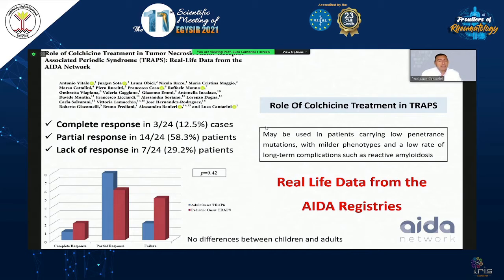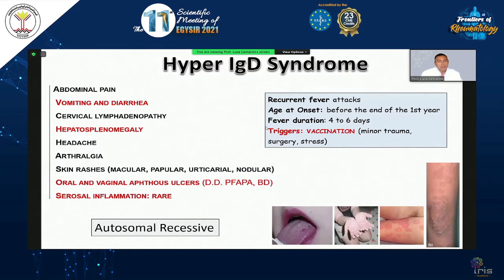Our study suggests that colchicine in TRAPS patients may be used in patients carrying low penetrance mutations who display a milder phenotype and a low rate of reactive amyloidosis.